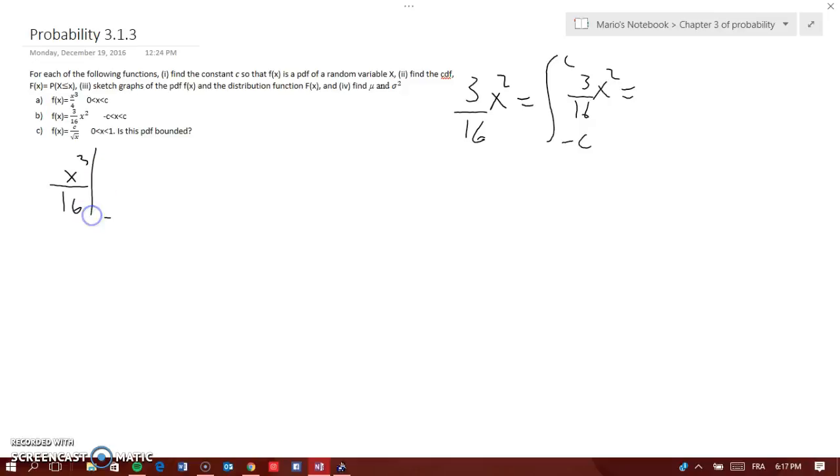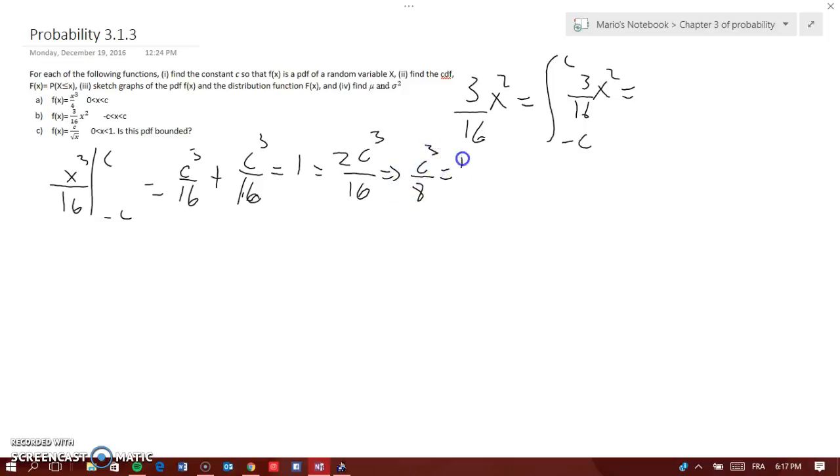So from negative c all the way to c, what would that equal? That would equal c cubed over 16 minus negative c cubed, which is positive c cubed, over 16. And that would equal 1, because the probability of everything equals 1. So that would equal 2c cubed over 16, which equals c cubed over 8, and that equals 1. So c cubed equals 8, therefore c equals 2.